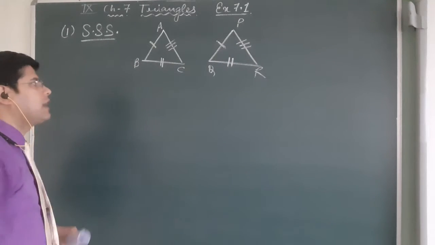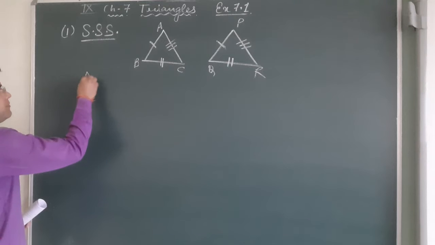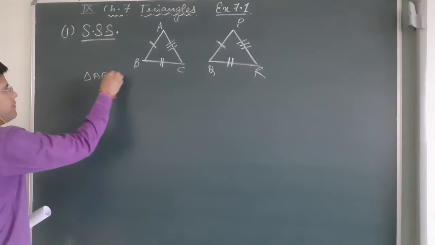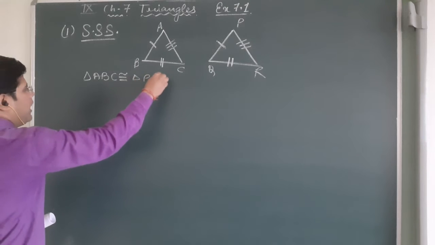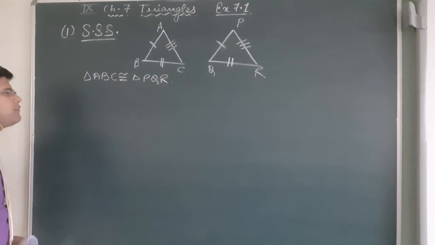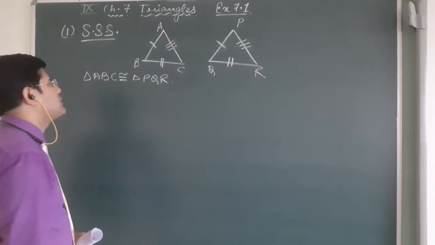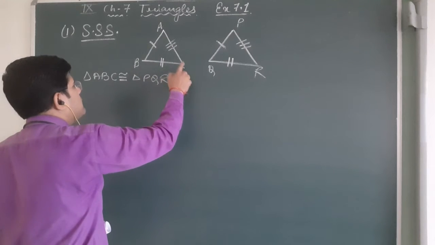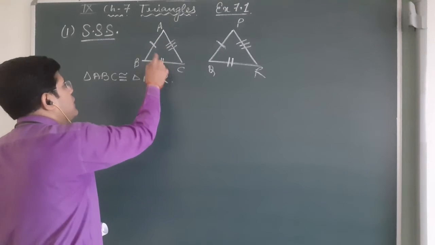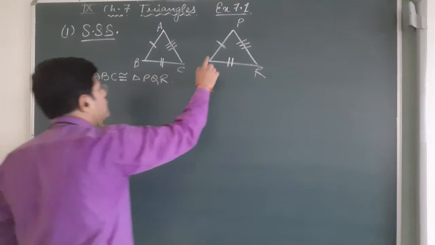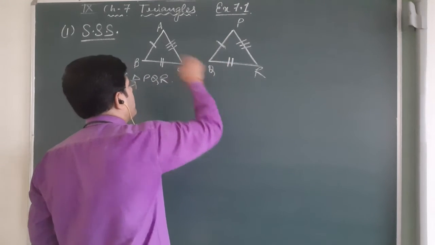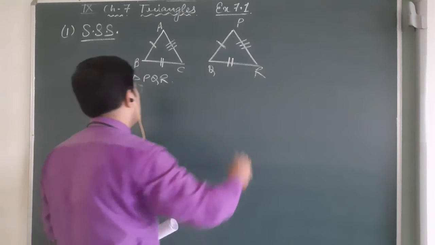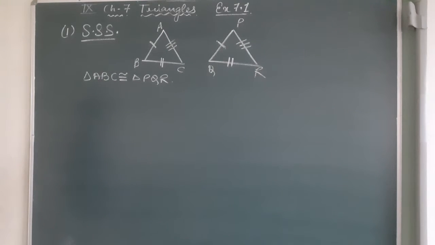It means triangle ABC is congruent to triangle PQR. Be careful when writing the correspondence, because when we write ABC, it means AB first and then BC, first sign and second sign. Here also we follow the same order, PQ and QR, first sign and second sign. So triangles ABC and PQR are congruent.